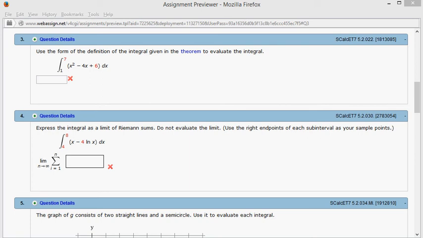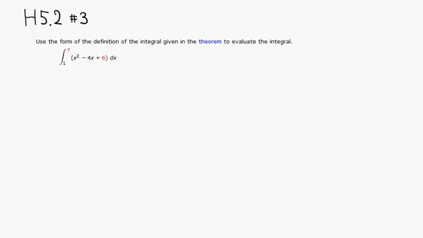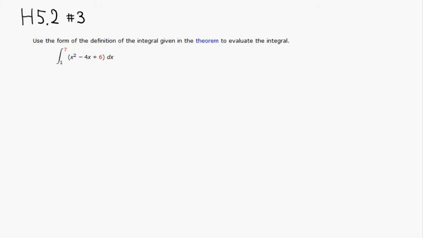Alright, let's look at homework 5.2, problem number 3. Let's use the definition to evaluate this definite integral. I'm going to use the definition, so we have to find a couple things. First one is delta x. Delta x is always b minus a over n. In this case, a is 1, and b is 7, right?